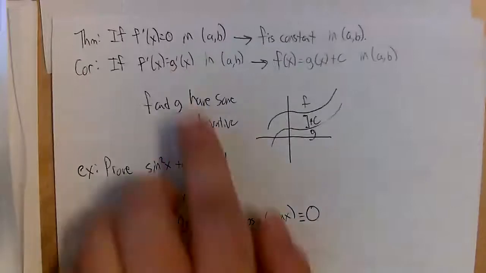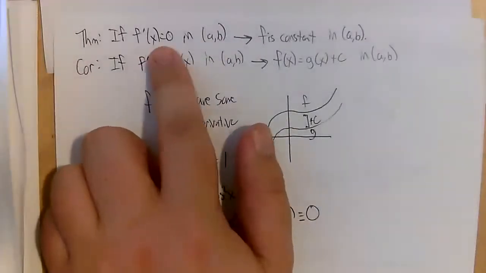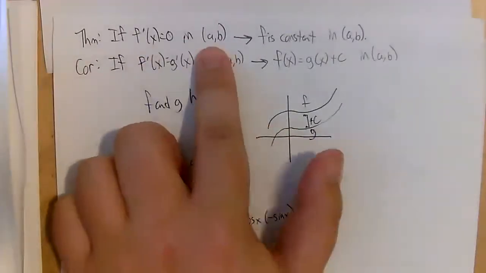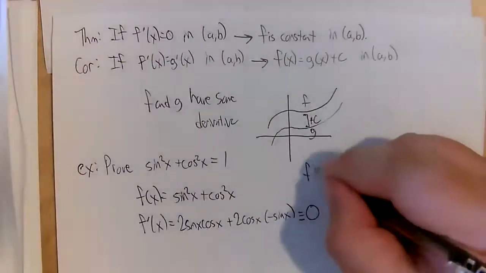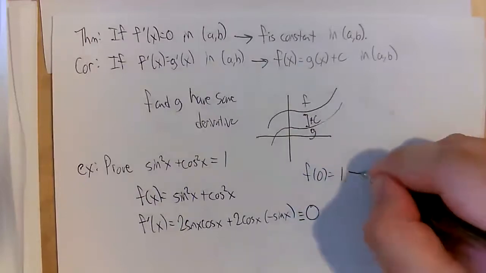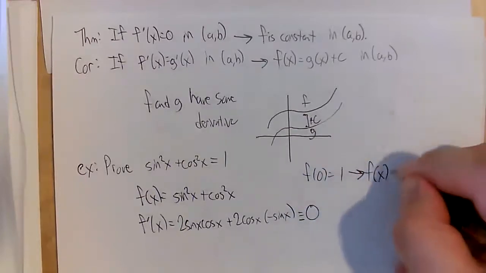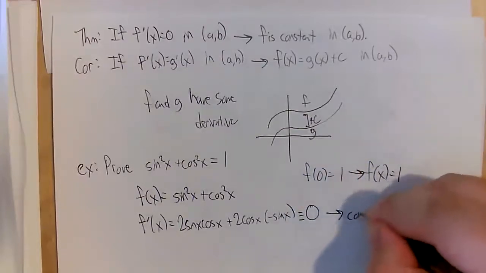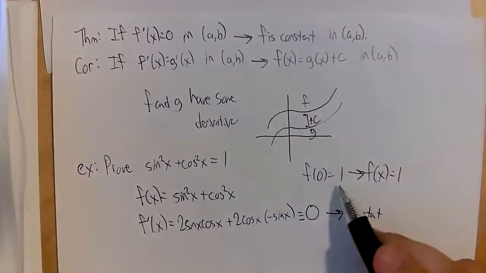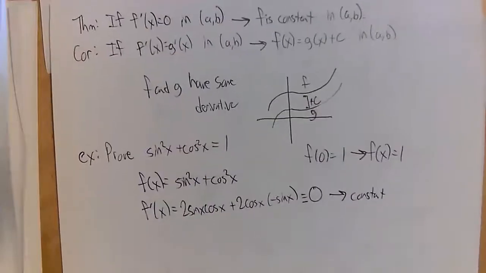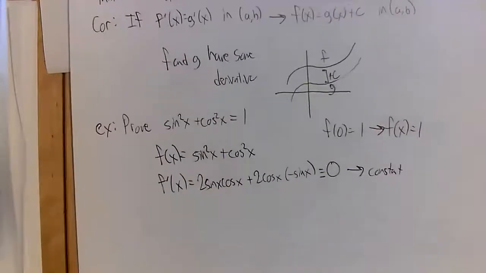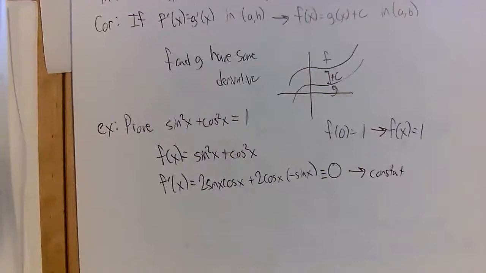So by the theorem that we talked about up here, if your f prime is 0 in the whole interval, then f must be constant in the whole interval. And because f of 0 is equal to 1, that implies that f of x is 1, because f must be constant. So if it's 1 in one place, then it's got to be 1 everywhere. All right, let's see here.